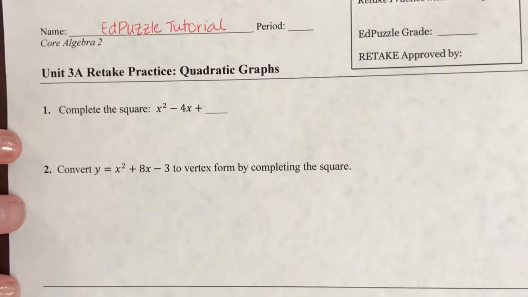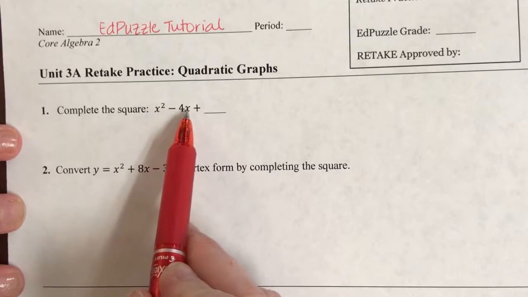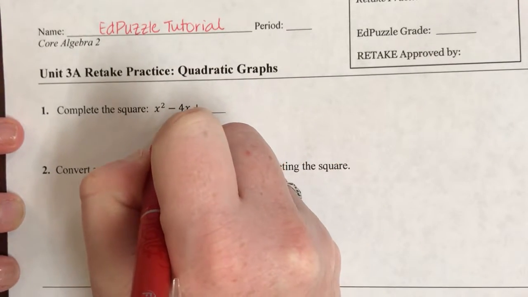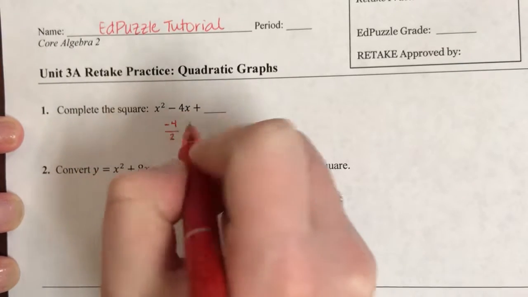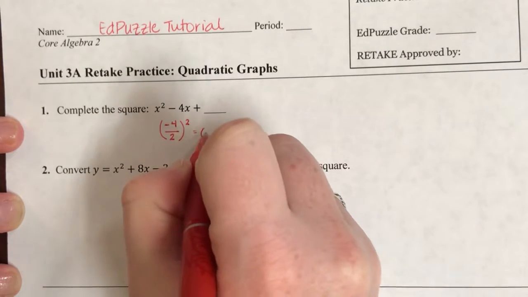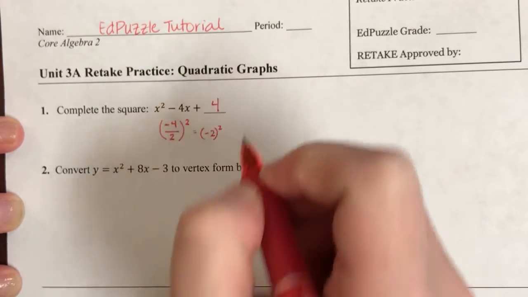Number 1, complete the square. x squared minus 4x. So to fill in this blank, we want to take half of b and square that value. So that would be negative 2 squared, which is 4.